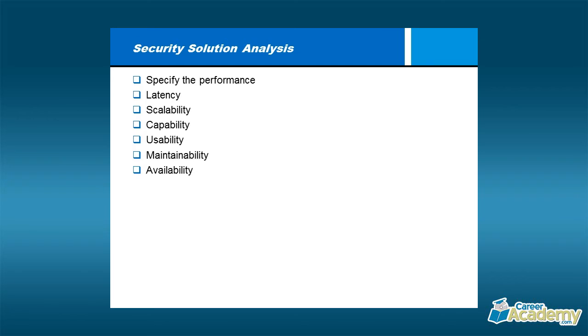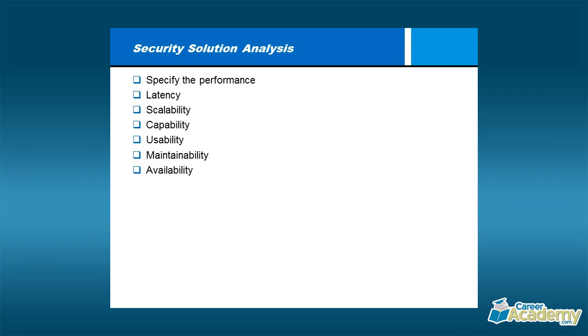When we take a look at some of the analysis of security solutions, first of all, you've got to have a goal. Specify the performance that you want. That includes latency, how long it takes a packet to go from end to end. Can your network be designed for scalability? I mean, you design a network now or a security solution now, in 5 years, will it still be good? In 2 years, if your company growth doubles, is it scalable? What are the capabilities, the usability, and of course maintenance? That's another big part of it.